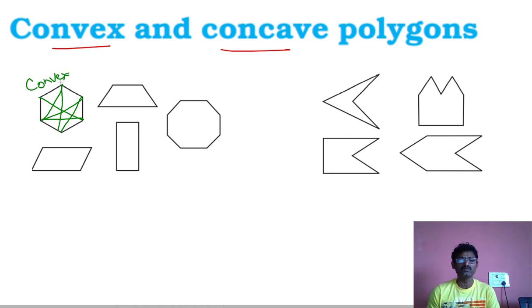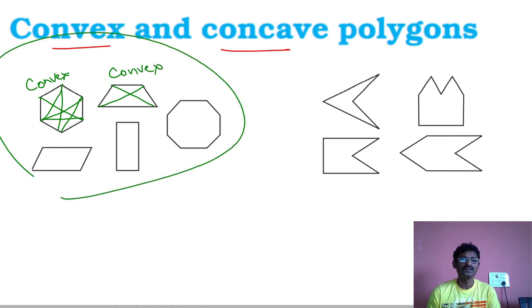This is what we say, convex polygon. Not only for this, if you draw the diagonals like this, these are in the interior of this polygon. So this is also said to be convex. So like that, all these are convex polygons.